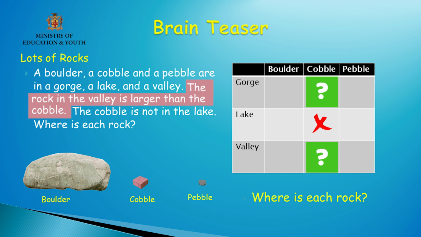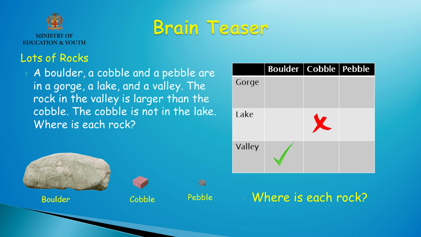All right, so the boulder is in the valley. The cobble is not in the lake, so the cobble must be in the gorge. So what do we find in the lake? The pebble. All right, so that is our brain teaser for today.